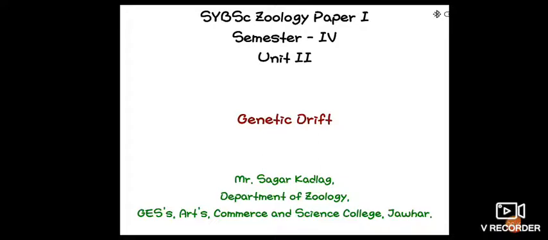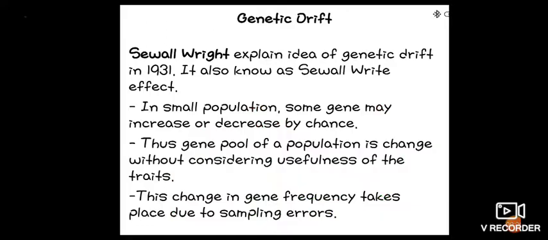Today in this video we are going to study our next topic, that is genetic drift. It is a topic from SYBSc Zoology paper first, semester 4, unit number 2. Genetic drift was explained by Sewall Wright in 1931. Therefore, genetic drift is also known as the Sewall Wright effect.